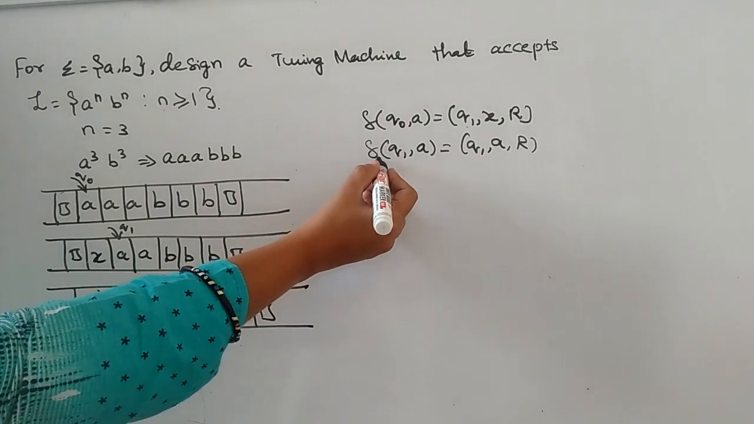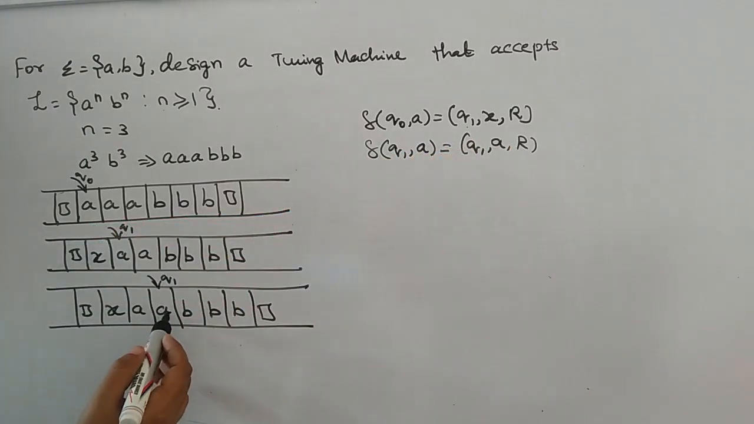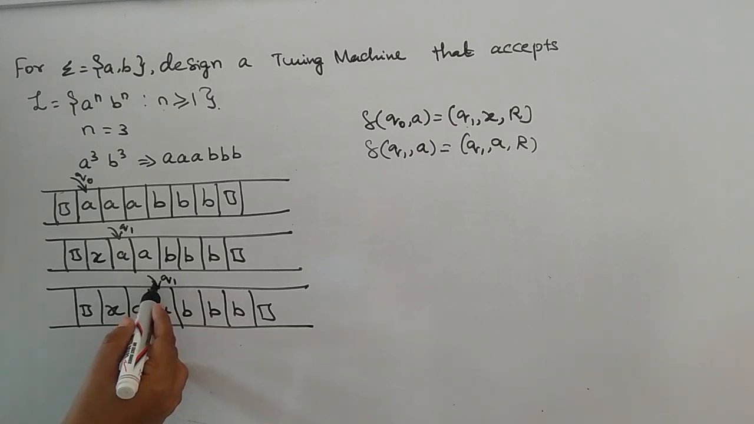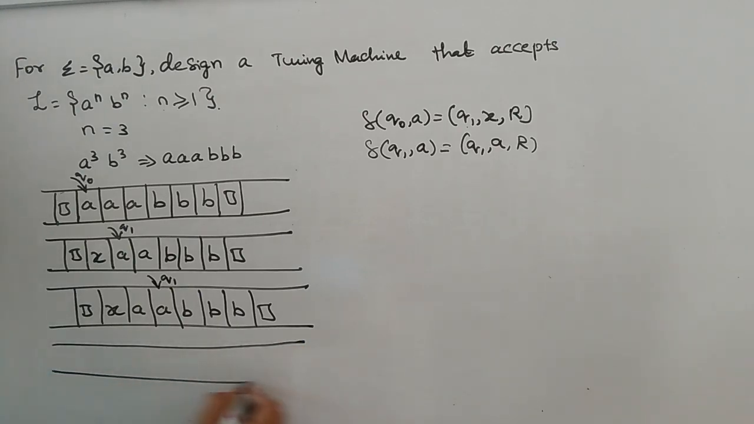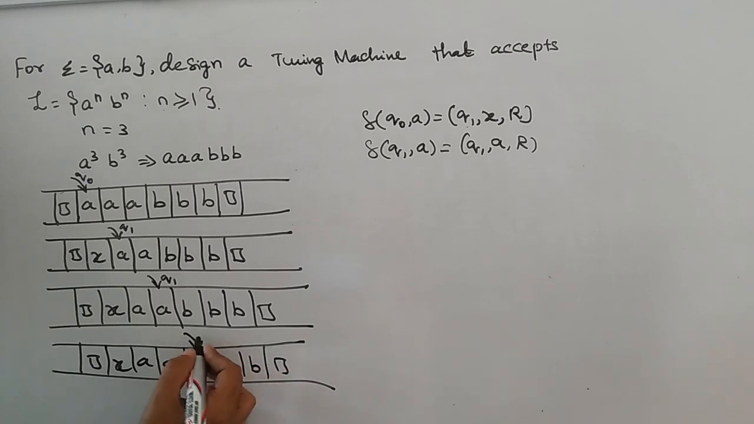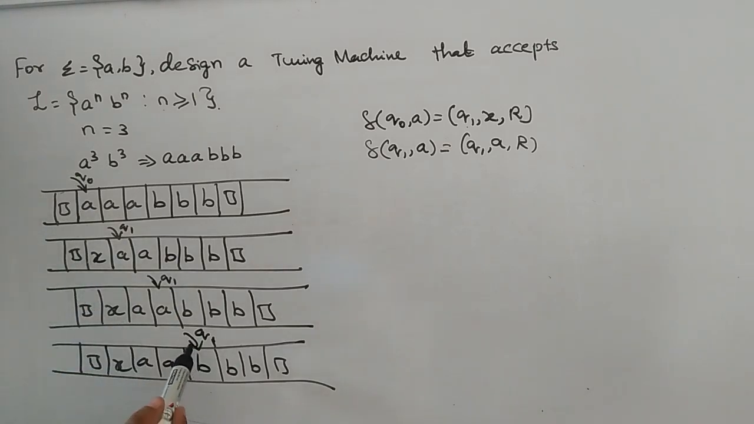As per this transition, delta of q1 comma a equals q1 comma a comma R, we simply move the read write head towards right. So now the tape will have X, a, a, b, and we will be in q1 here. Now just see the condition: we have replaced a with the symbol X, and now the read write head is pointing to the symbol b.